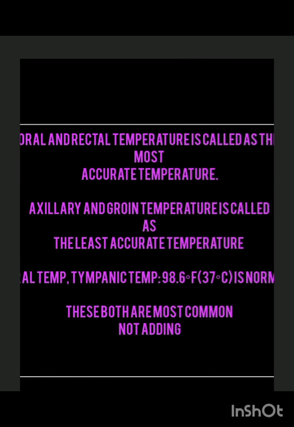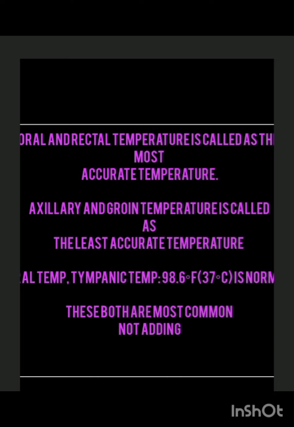So the oral temperature and the rectal temperature are called the most accurate temperatures, because there is no chance of mismeasuring the temperature, since they are core temperatures. I will discuss what core temperature is and what shell temperature is. Core temperature is nothing but taking the temperature from inside, from the orifices. That is the reason we call both of these measurements accurate, meaning they give the correct reading.